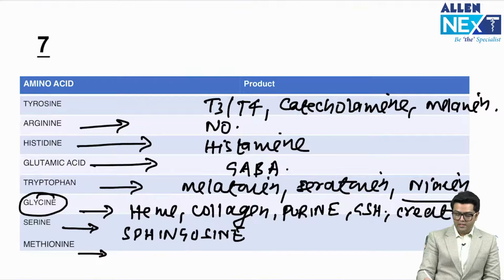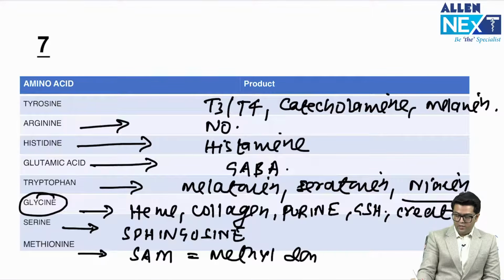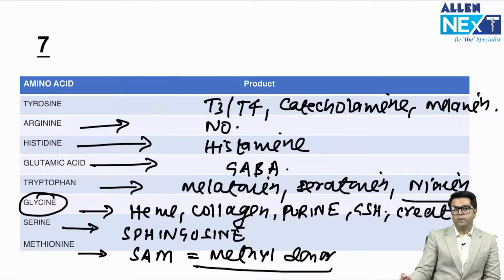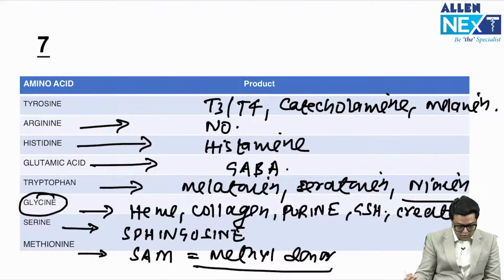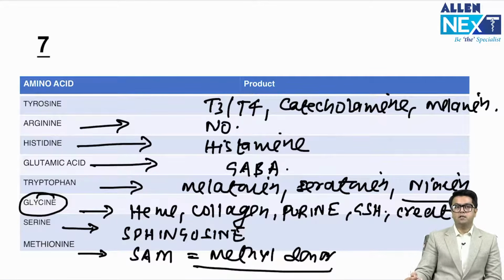Methionine is directly not required, but it is producing SAM, S-adenosyl methionine, and SAM is a very important methyl donor, for example in converting norepinephrine to epinephrine or serotonin to melatonin, right? So SAM is very important. Yes, purine is required, Dr. Obito, correct.